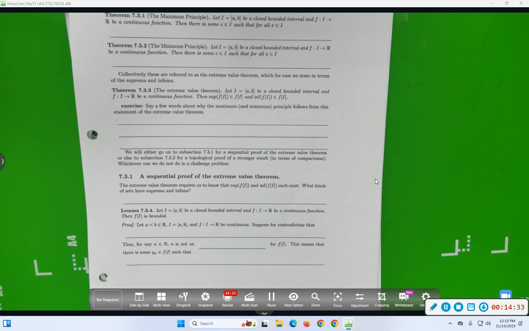A priori, you don't know for a fact that the maximum value exists. There doesn't have to be an input that produces the max. You need to have a reason to believe there is. And that's what we're going to prove today.